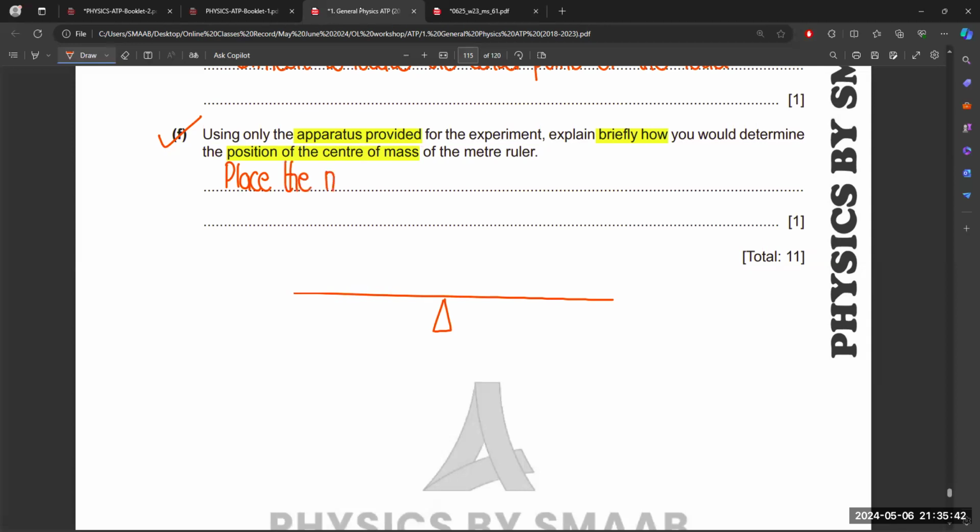So place the meter ruler on the pivot and balance it. Make sure to balance it completely, when you feel that both sides are balanced. So when you get the balance point, that will be your center of gravity.